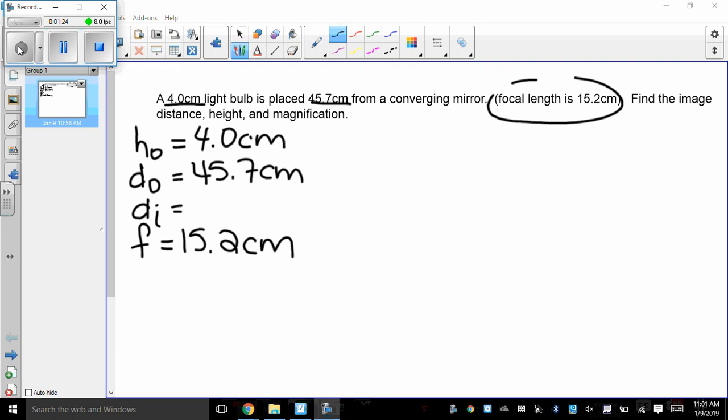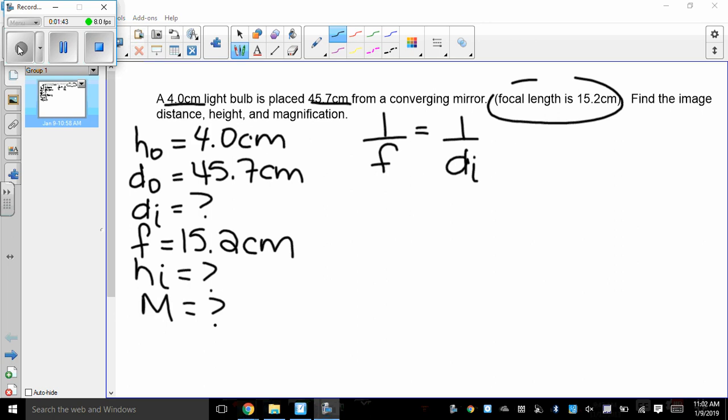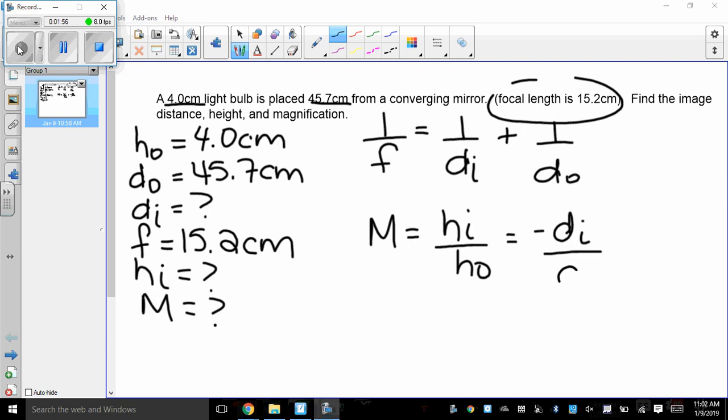Okay, so then we need to find, it says distance of image, which is di, hi, which is height of image, and magnification, which is our question mark. There are two formulas that we have, right? We have this one, and the second one. Okay, so then we are just going into this and plugging things in.